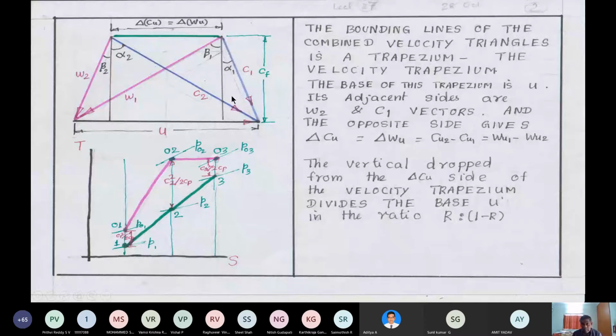Now you can see another thing. The vertical dropped from the delta Cu side of the velocity trapezium divides the base U in the ratio R to 1 minus R. Okay, we'll see that in the next slide.